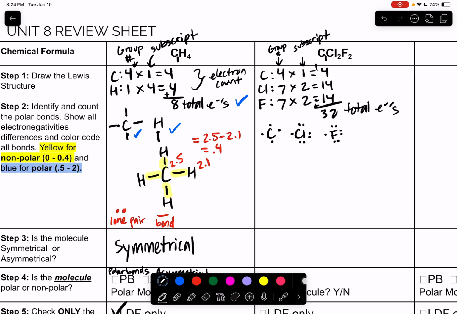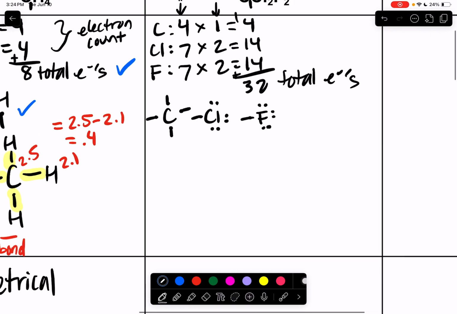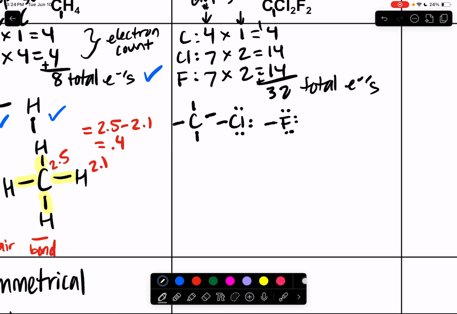All right, next I'm going to try to figure out how many bonds each of these atoms can make. So remember, the single electrons are the ones that tell you how many bonds they can make. So carbon can make 4, chlorine can make 1, and then fluorine can also make 1. Now that I figured that out, I'm going to start to put this together. Whichever atom makes the most bonds is going to go in the middle, and the other atoms that make fewer bonds are going to go on the outside.